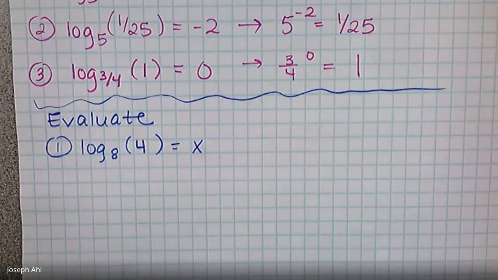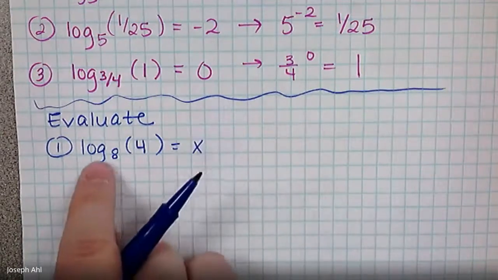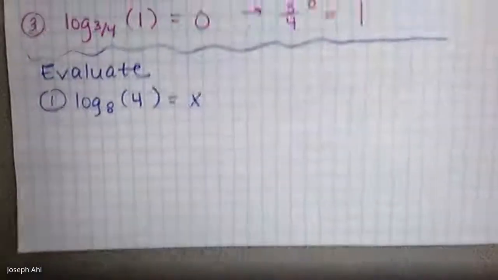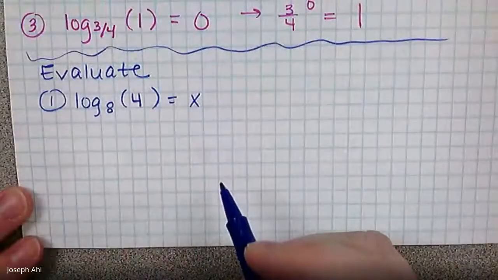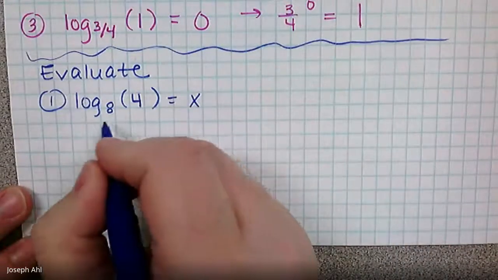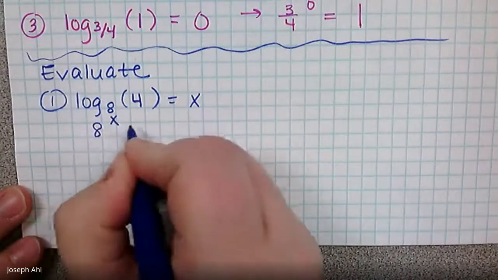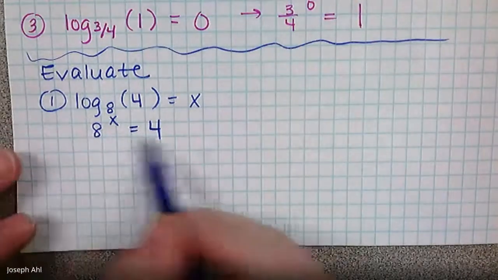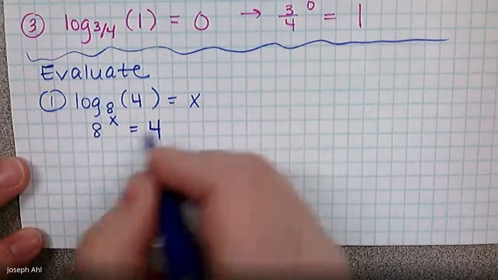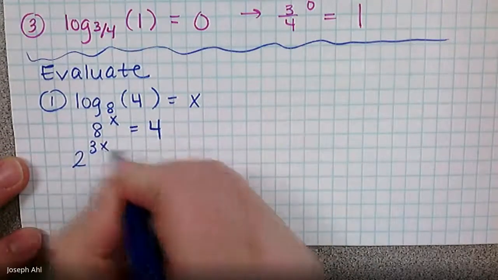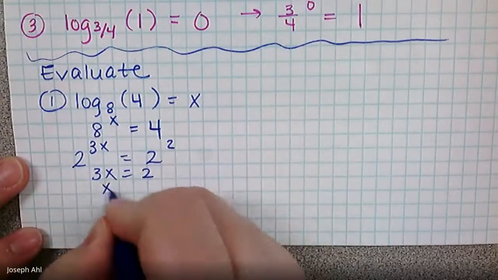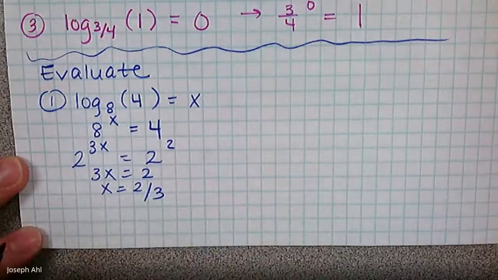In order to evaluate logs, if it's not an easy value for you to think of, this is the exponent to which we raise a base of 8 in order to get the value 4. If that's not easy to come up with, convert this to exponential form and then solve that exponential equation. So in exponential form, this would say 8 to some number x equals 4. Now that I have it in this format from our exponentials unit, hopefully we're thinking common base. I could do 2 to the 3rd on the left side and 2 squared on the right side. So therefore, if 3x equals 2, x would equal 2/3.